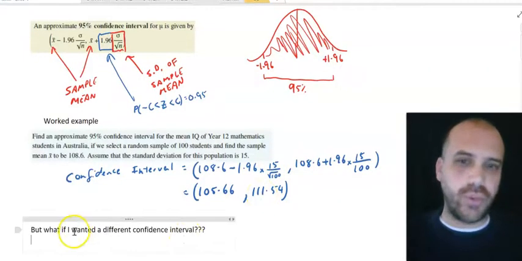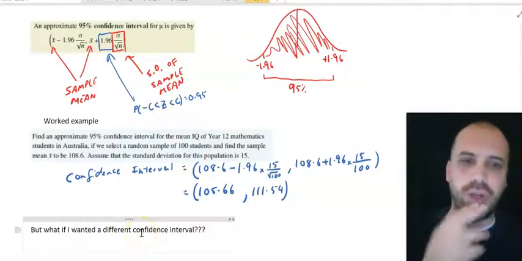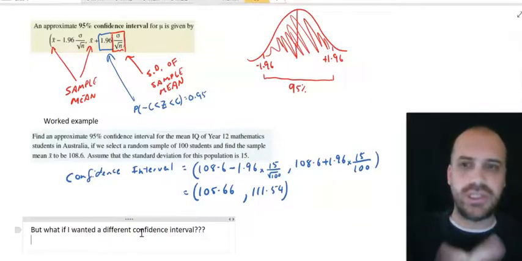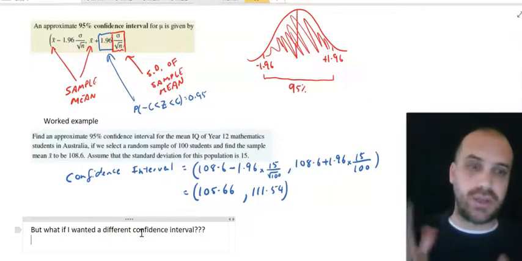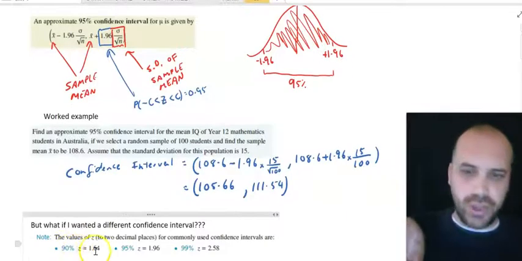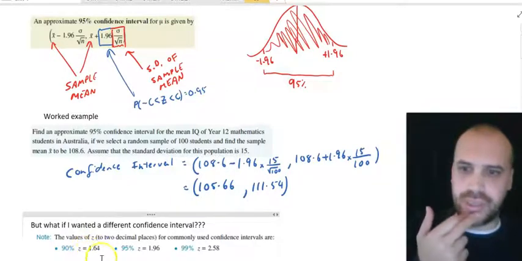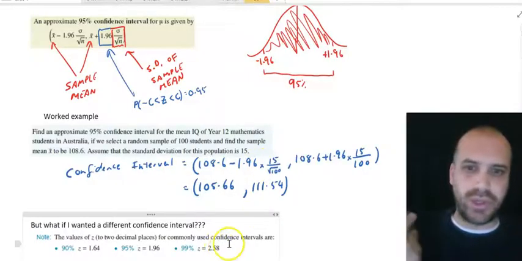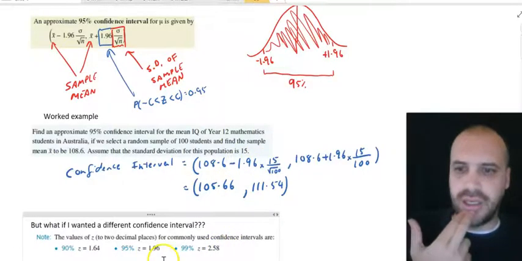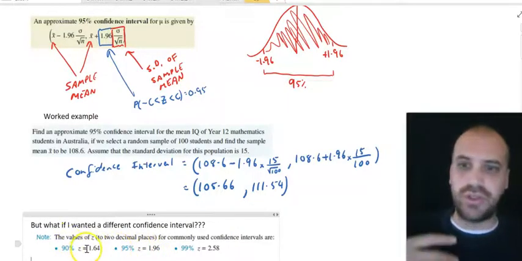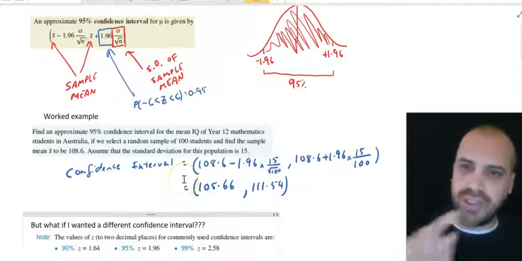Then the question is, what if I wanted a different confidence interval? What if it was very important to know the population mean was within your confidence interval and you wanted to be 99% confident? Or you wanted to be less confident, 90% confident? Now, these are commonly used Z values: 1.64, 1.96, 2.58. If you wanted to be 99% confident, instead of using 1.96, you'd use 2.58. If you wanted to be 95% confident, you'd use 1.96, and 90% confident, you'd use 1.64. But the formula is the same.